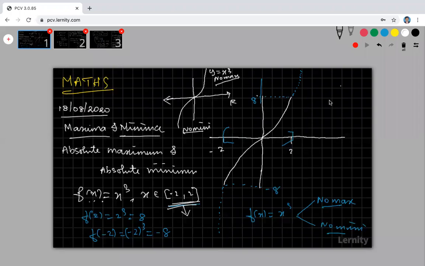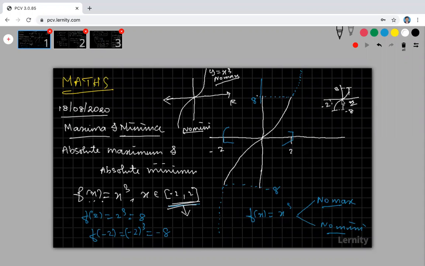This is the curve, when you take minus 2 to 2. In this curve, what is the maximum? This is the maximum. What is the minimum? This is the minimum, which is minus 8. Because my x here is 2, and here my x is minus 2. For this interval, I am getting my maximum value as plus 8 and minimum value as minus 8.